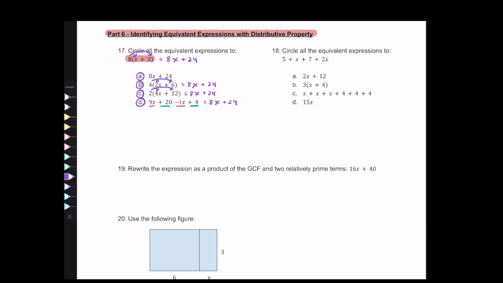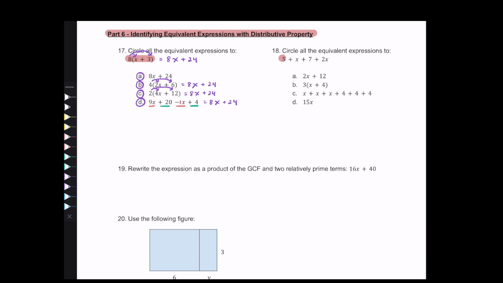Now, if you wanted to make up a number, you can say like x equals 2. You can do that and then test these all out as well. But the best way, or the quickest way, using these algebraic properties and expressions, is to use the distributive property and combine like terms. So A, B, C, and D all work here.